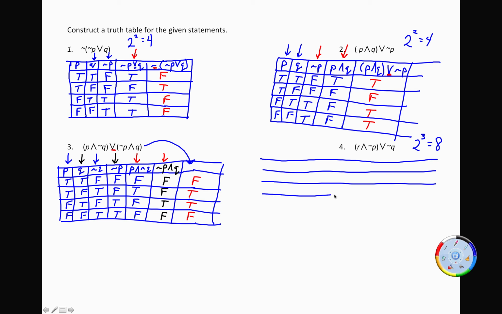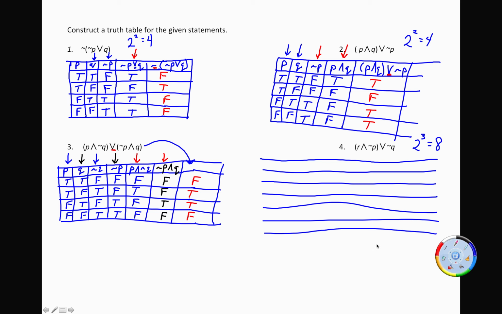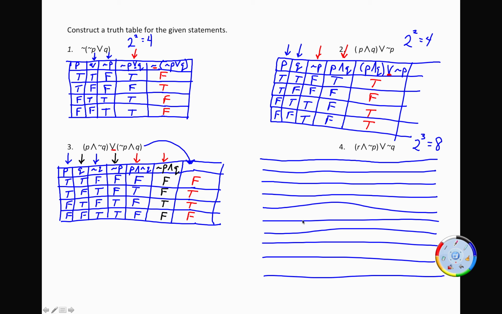1, 2, 3, 4. Wow, that was good. 5, 6, 7, 8. And my simple statements are P, Q, R, so I'm going to have a P, a Q, and an R column.